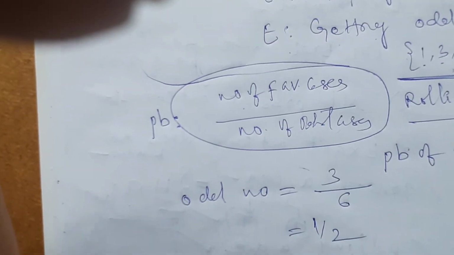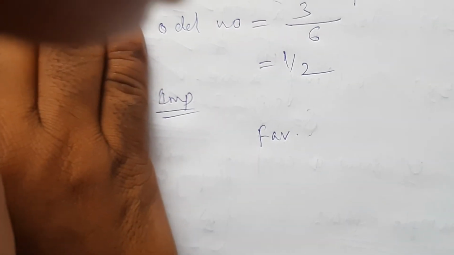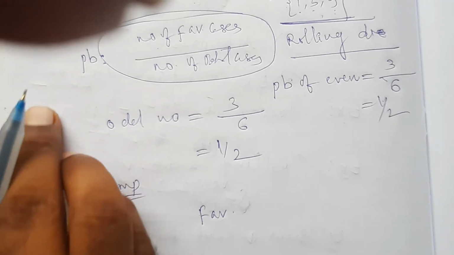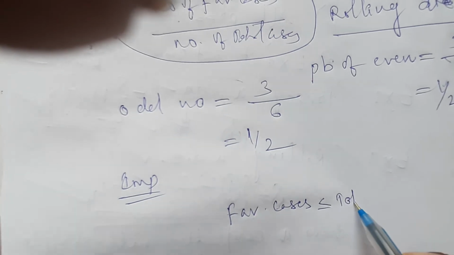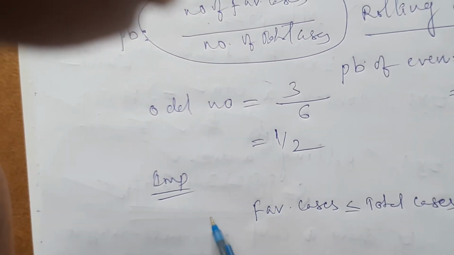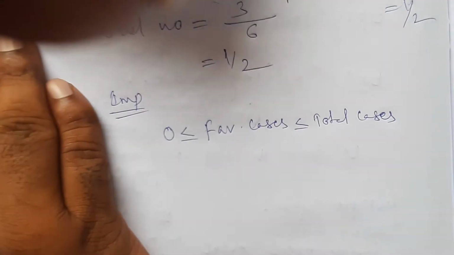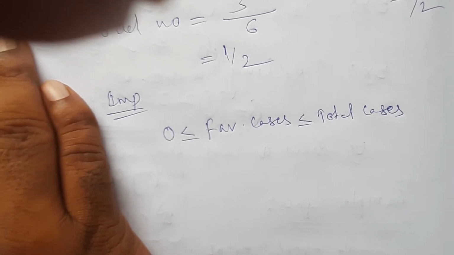Now here, one more important point regarding this probability. Always, how will the favorable cases be? If you observe in any experiment, the favorable cases are always less than or equal to total cases only. In any experiment, the favorable cases are always 0, less than or equal to favorable cases, less than or equal to total cases. Only this is the case you will get.